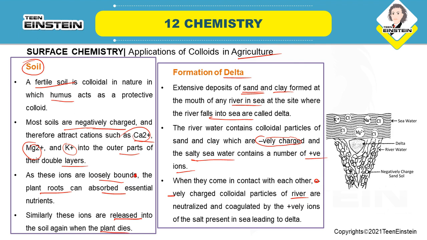So look at this picture. In sea water there is presence of salt, mostly NaCl, but other ions may also be present, Mg2+, K+, Na+. Here this is the river water which is containing negatively charged sand or soil. Now these negatively charged particles will be coagulated by these positively charged ions. As a result, it takes a shape like a triangle. This type of delta will be formed, right?